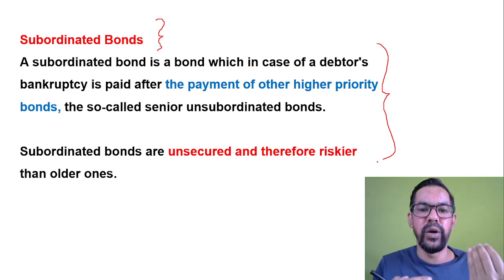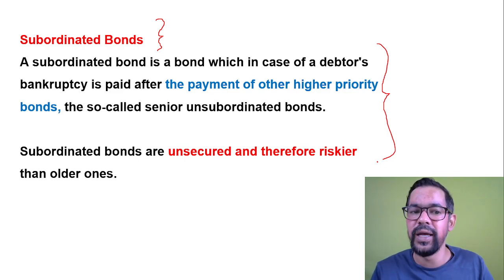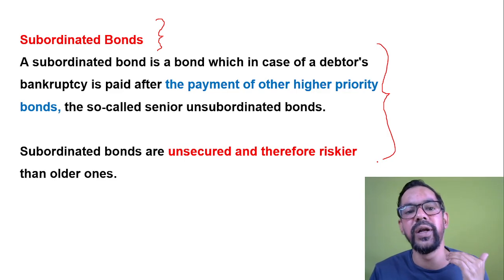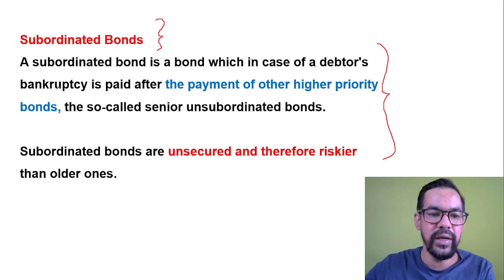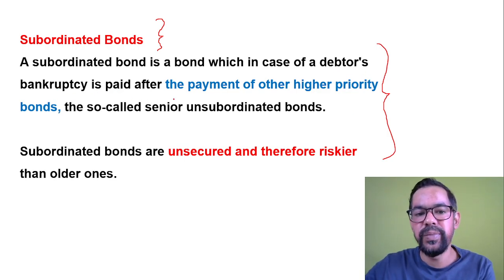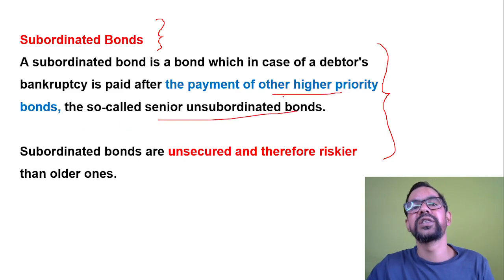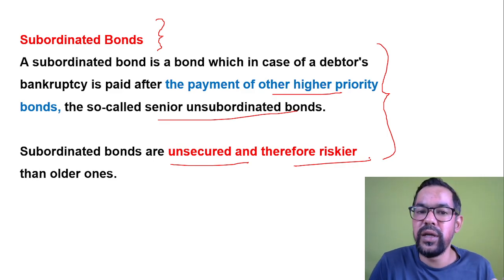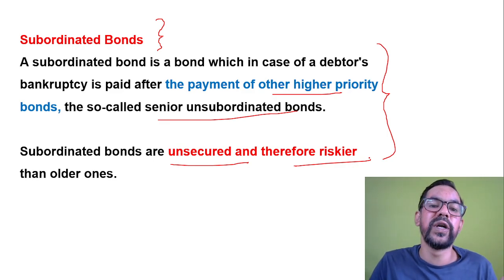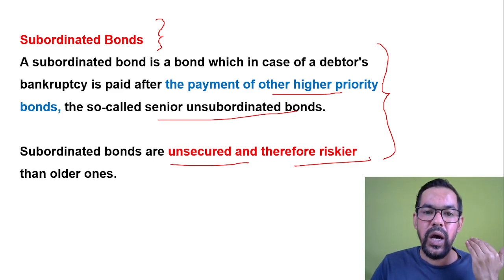Okay, so first we give priority to salaries of employees or the other debt which is raised by that particular company, then we'll return the money of subordinated debt. A subordinated bond is a bond which, in case of the debtor's bankruptcy, is paid after the payment of higher priority bonds, so-called senior bonds. Hope this is clear. They are unsecured in nature and riskier, which means the rate of interest which investors generally get from these kinds of bonds is higher as compared to other bonds.